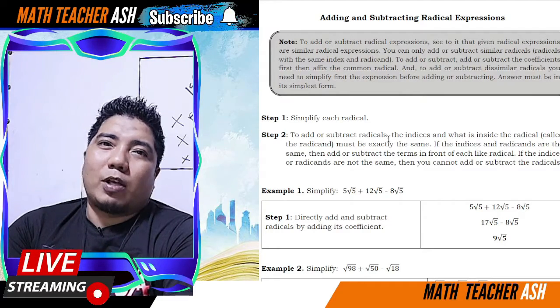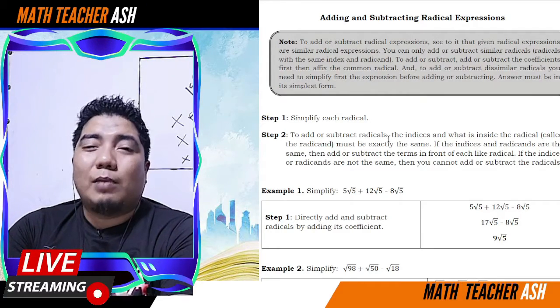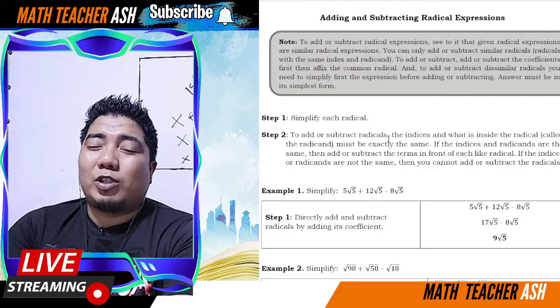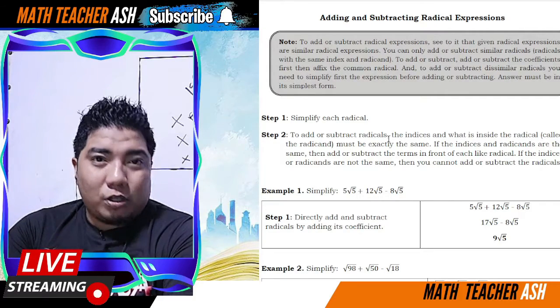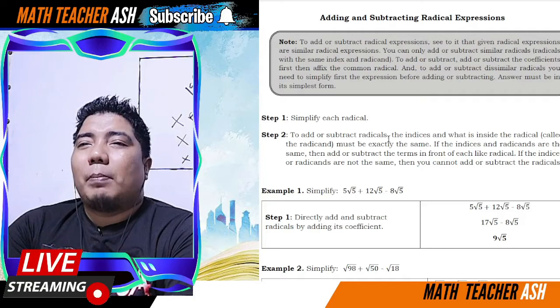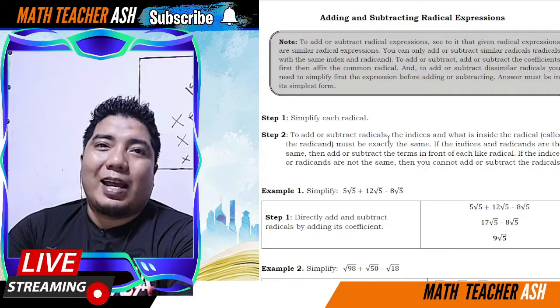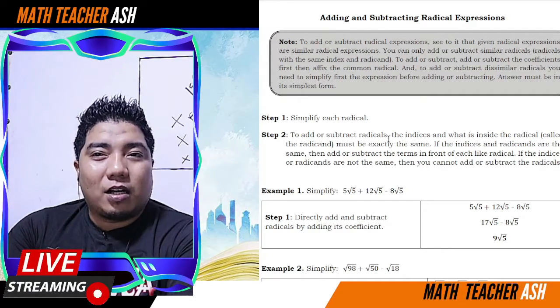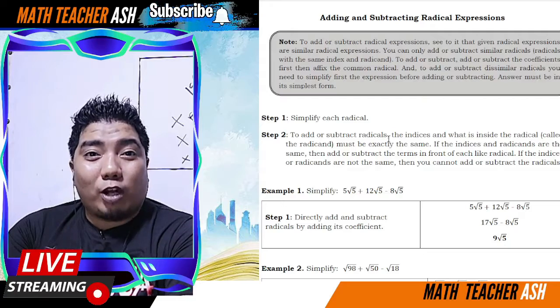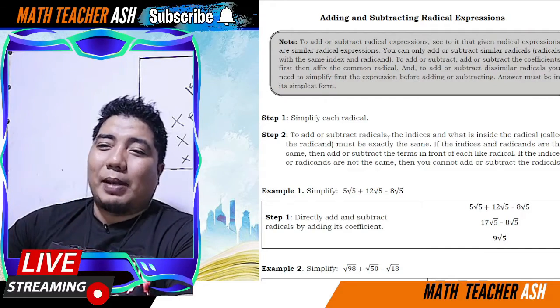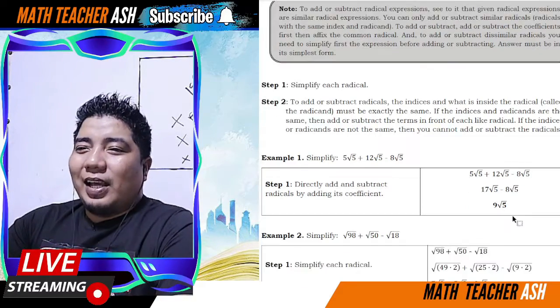So, kapag meron kang square root of 5, meron kang square root of 2, hindi mo sila pwedeng pagsamahin. Hindi mo sila pwedeng i-add or i-minus. Instead, you just copy them. Pero kapag meron kang square root of 5, tapos in-add or in-minus na naman siya sa another expression na may square root of 5, then pwede mo siyang pagsamahin. Example of that is number 1.